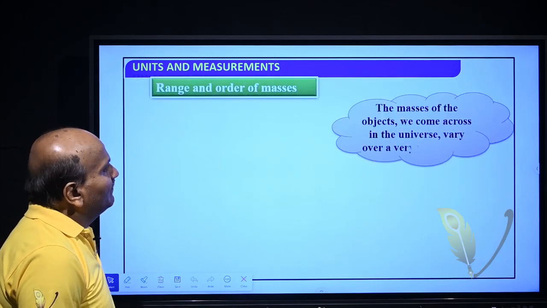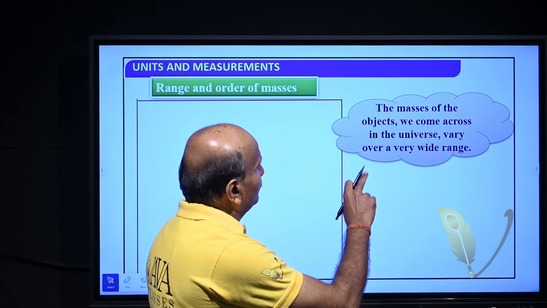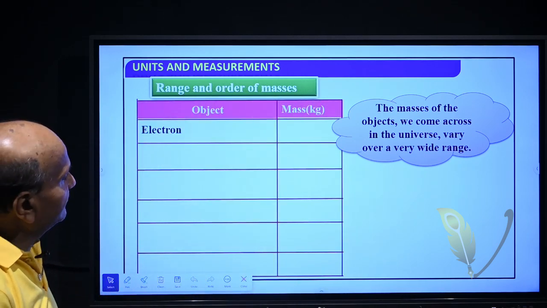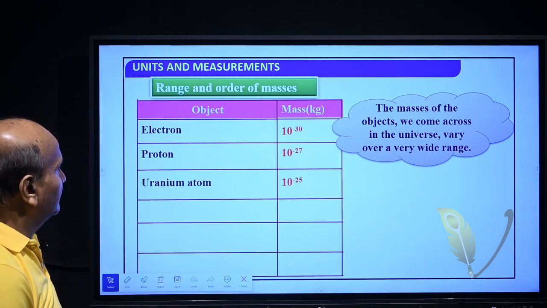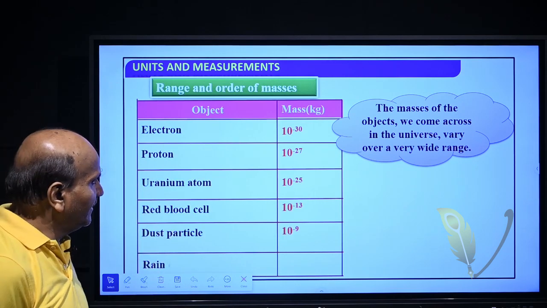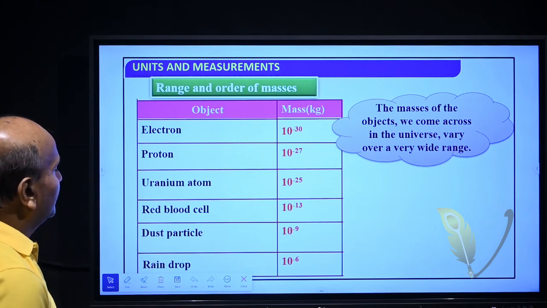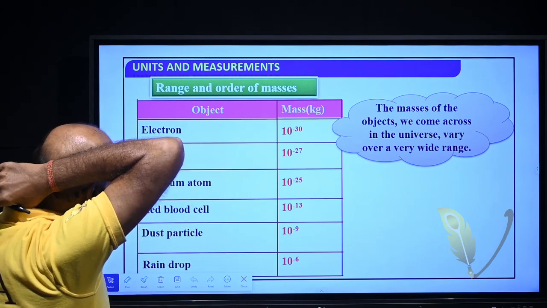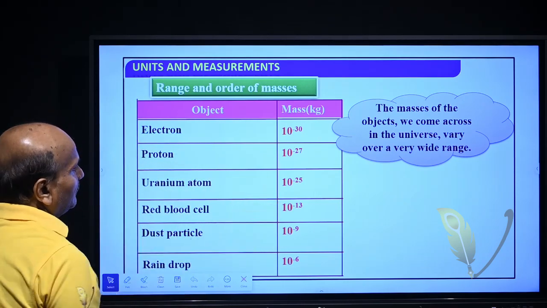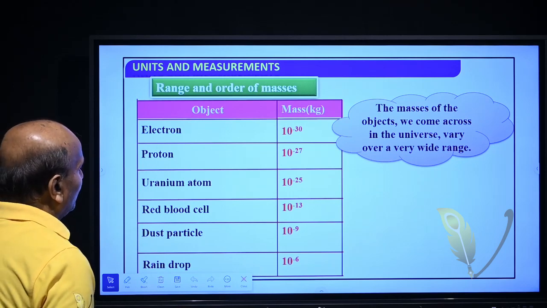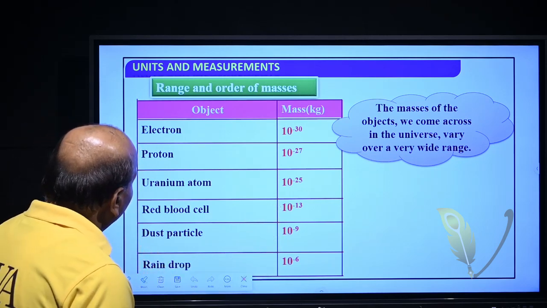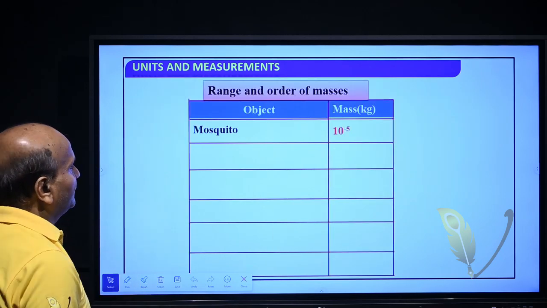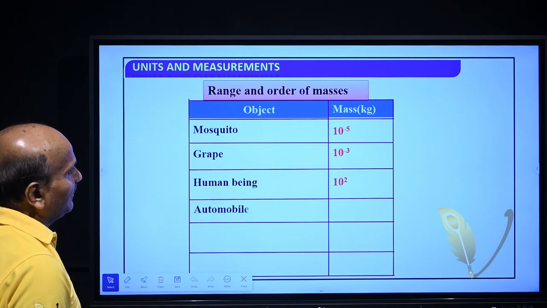Now, range and order of masses. The masses of the objects we come across in the universe vary over a very wide range. Electron mass is of the order of 10^-30 kg, proton mass 10^-27 kg, uranium atom mass 10^-25 kg, red blood cell mass 10^-13 kg, dust particle 10^-9 kg, raindrop 10^-6 kg, and mosquito 10^-5 kg.